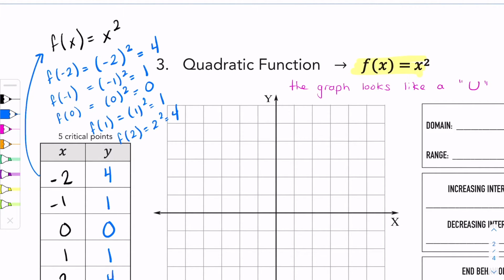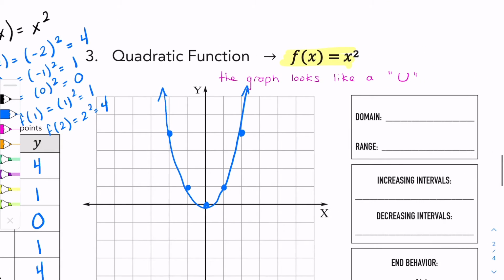We can plot those points at -2, 4, -1, 1, 0, 0, 1, 1, 2, 4. And again, make it in the shape of a U. It doesn't have to be perfect, just somehow the shape of a U. Make sure you touch all points.